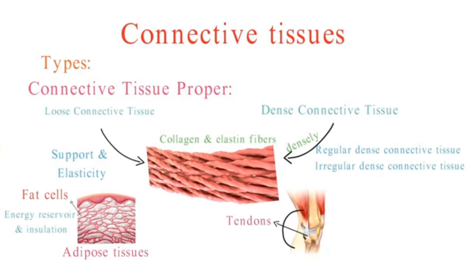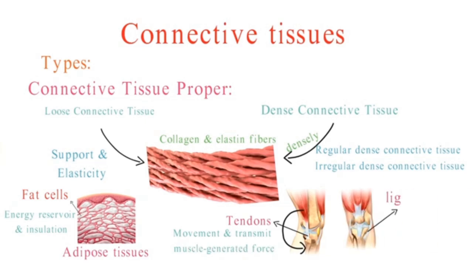Tendons connect muscles to bones, allowing movement and transmitting muscle-generated force. And ligaments, which connect bones to other bones, on the other hand, stabilize joints and prevent excessive movement. Both fall under this category.